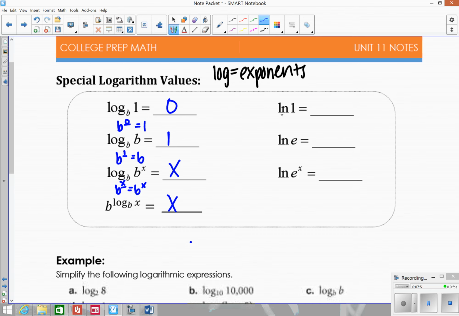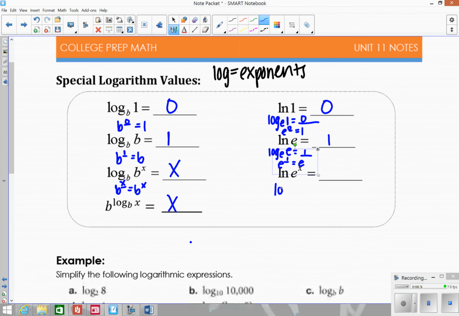Over on this side, we have natural logs. I'm just going to rewrite these as log base e. So log base e of 1 really asks me, e to what power equals 1? So e raised to the 0 is going to get me 1. The next one here, log base e of e, is really asking, e to what power gives me e to the first? This is actually going to be something we're going to see a lot of. ln of e is always just 1.